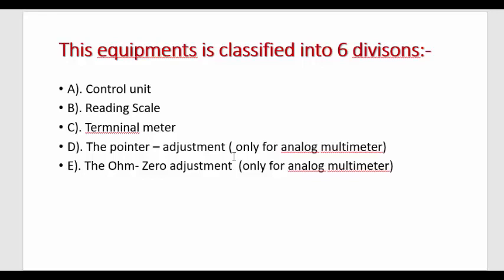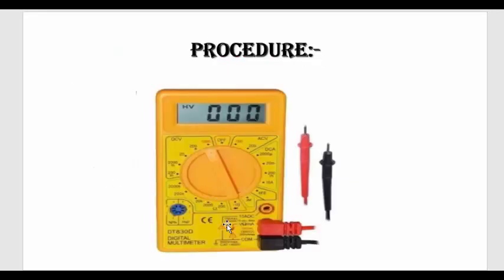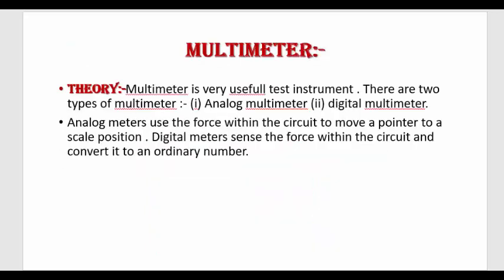Next is ohm 0 adjustment. This is again for the analog multimeter. In analog, the bottom of the meter panel is marked as ohm 0. This one is digital, not analog, so this multimeter does not have it. This knob is used to set the full scale deflection of the pointer whenever the function is set to ohm, when we have to find out the resistance value. This is the component and this is the theory of the multimeter.